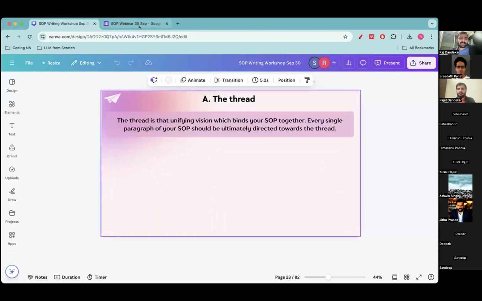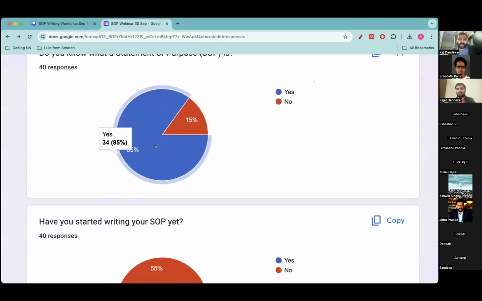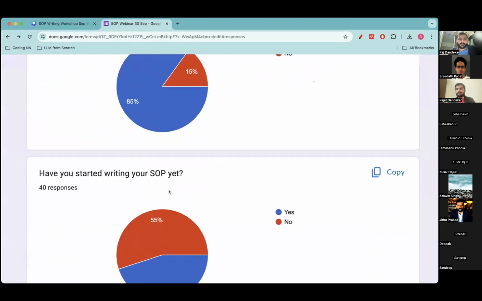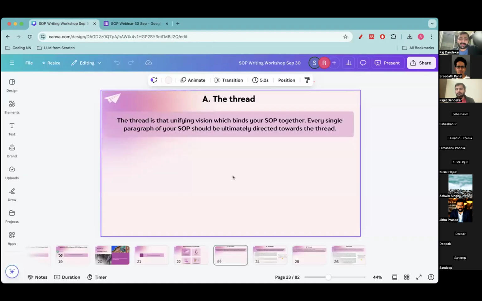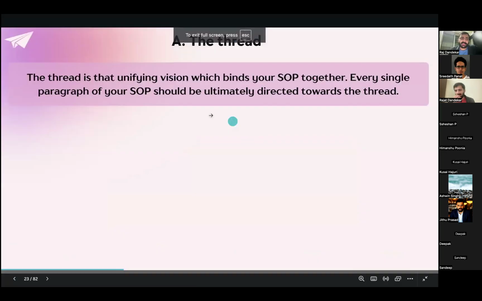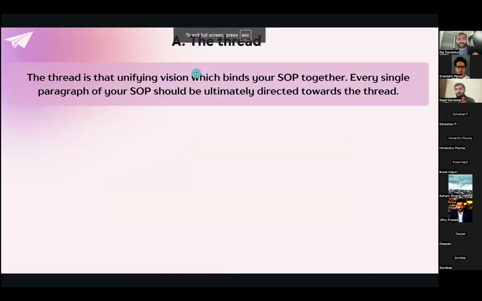Now, let's say you belong to this category where you have not written an SOP, or even this category where you have written the first draft of your SOP. Always ask yourself the question, what is the thread of my SOP, which means what is the unifying vision which binds your SOP together. There should be only one thread.